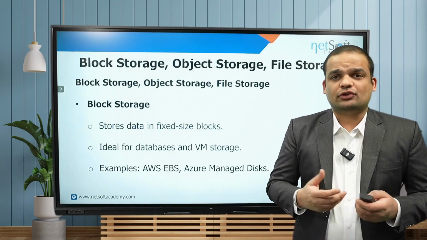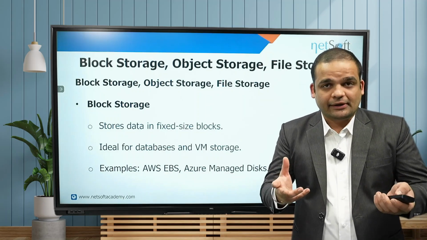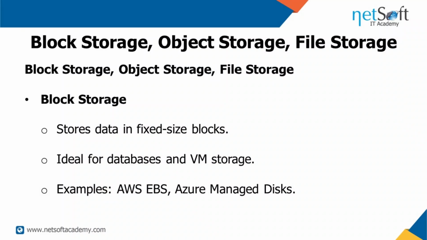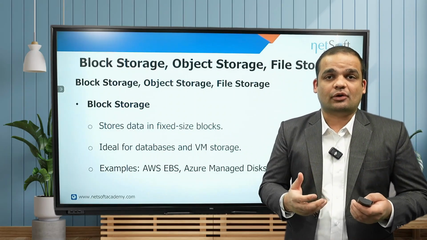Firstly, let's look at the three main cloud storage models and what makes each model unique. The first one is block storage. Block storage divides data into fixed size blocks and stores each block separately. Now, these blocks are managed by the storage system and reassembled when accessed. This type of storage is ideal for scenarios where low latency and high performance are critical.